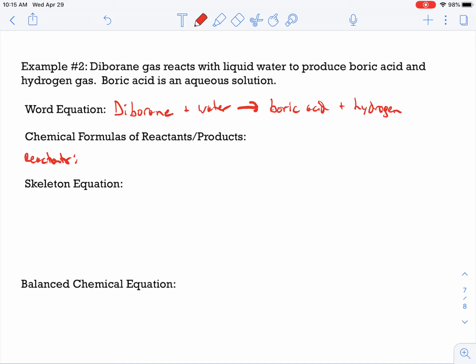But in this case, diborane gas is going to be B2H6. Here we're told it's a gas. We have liquid water, so H2O. It's going to be a liquid.